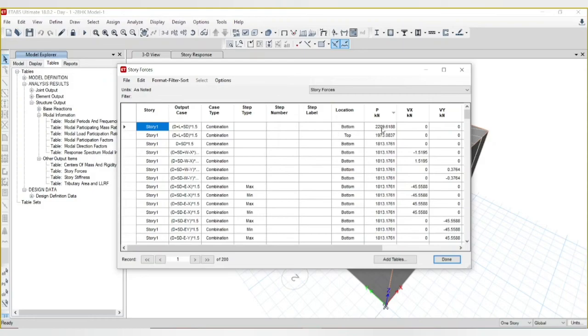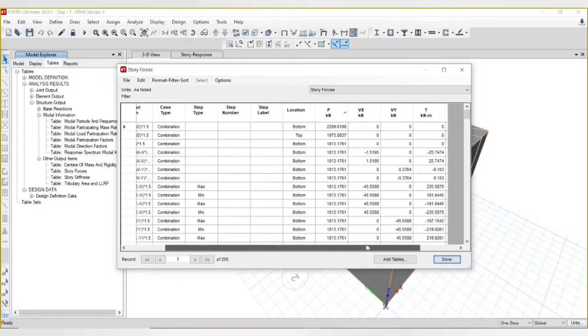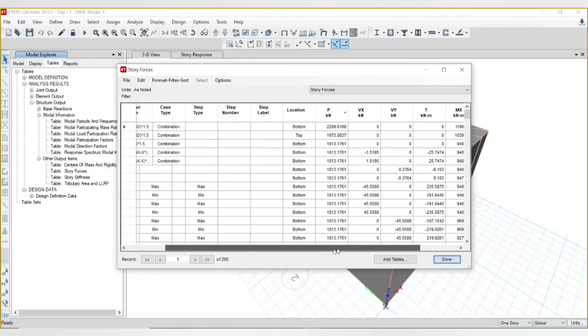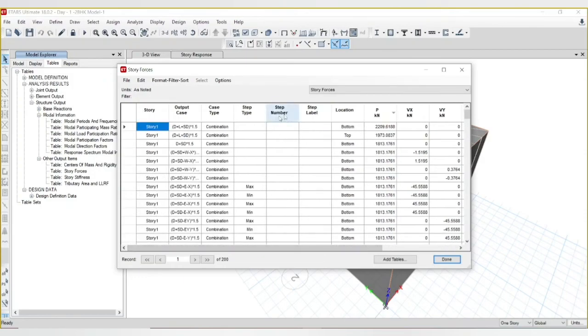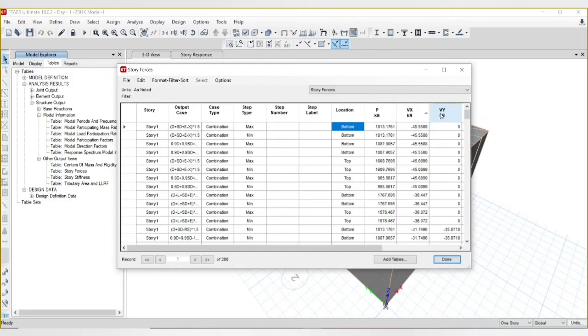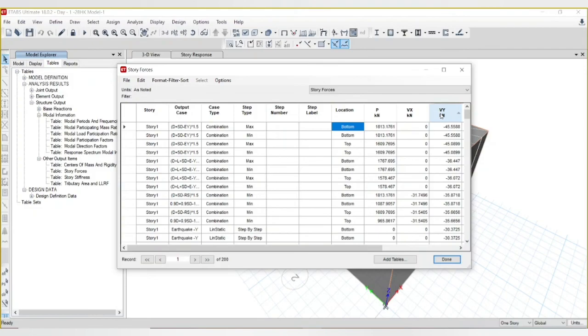This combination, you can see that force is 2209, which is 220 tons, which is acting on this load case. Like that, you can take shear in X, shear in Y, and check what is the greatest value, for the highest combination.